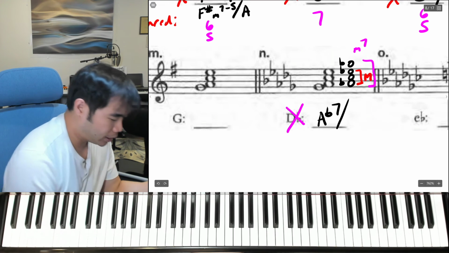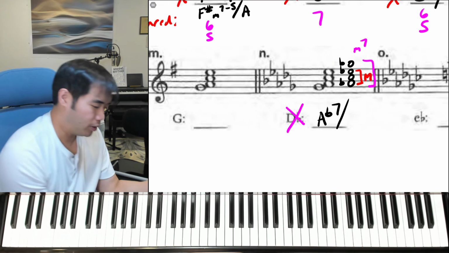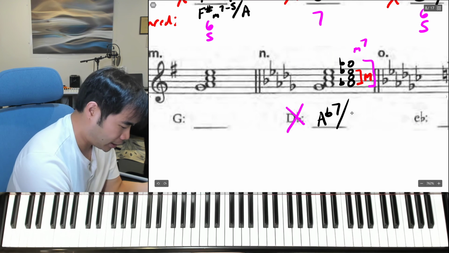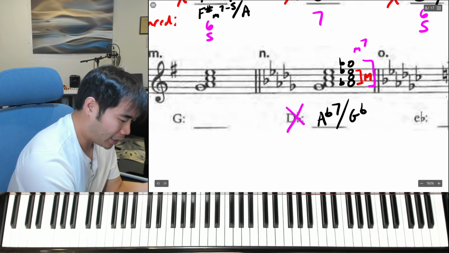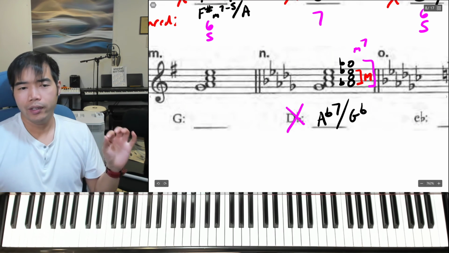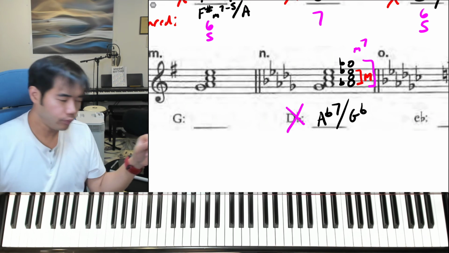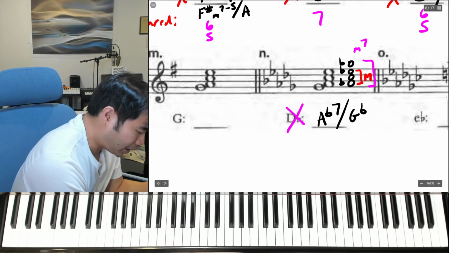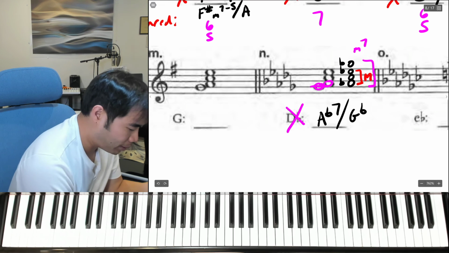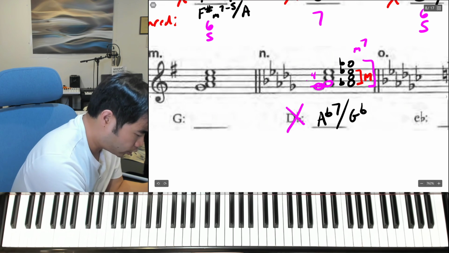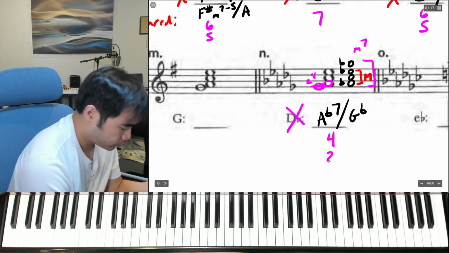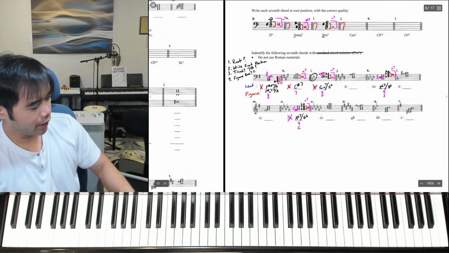It is inverted, so we need to indicate what the bass note is. That's the lowest note, which in this case is G flat. And lastly, we need to determine the figured bass symbol. Figured bass, look for the second. The second is on the bottom. When the second is on the bottom, this is a 4-2. Okay?